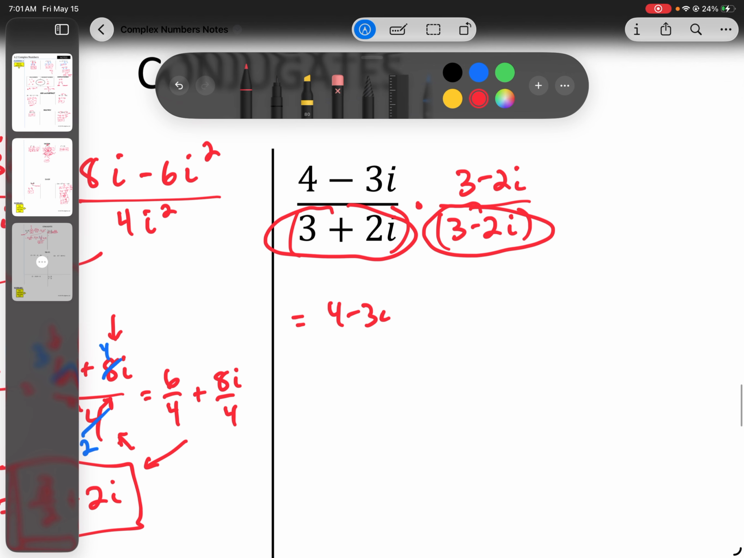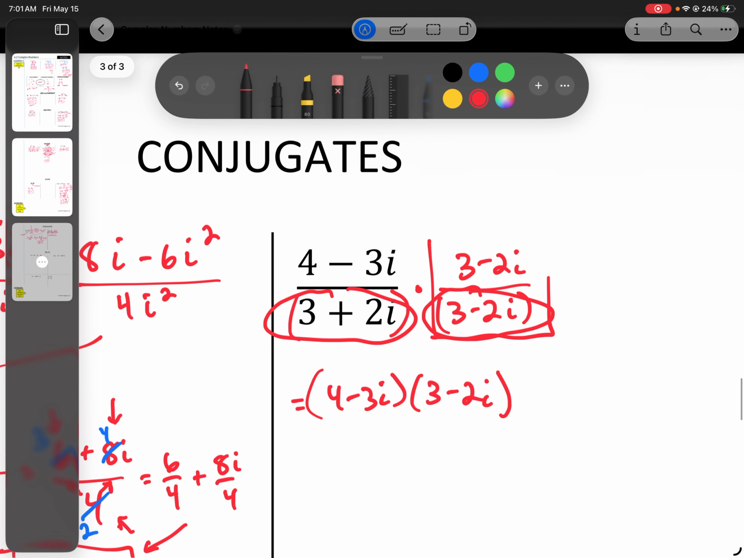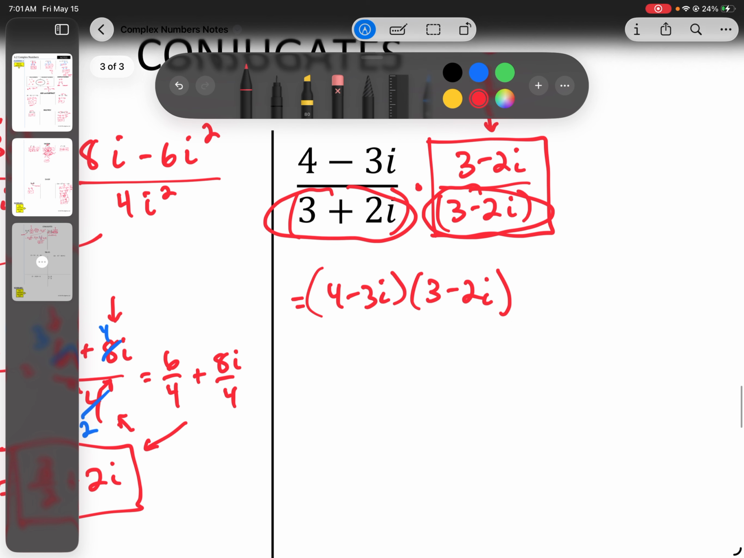4 minus 3i in the top multiplies by 3 minus 2i. In the top, we have to multiply by the same thing because we need this number to be equal to 1. All right, so that's what we do on top. And on the bottom, we got 3 plus 2i times its conjugate pair.